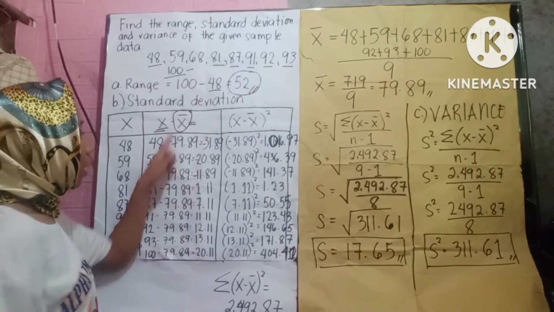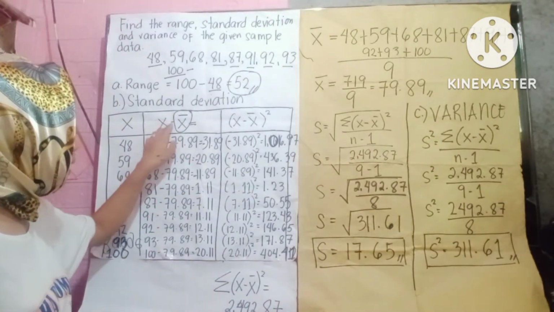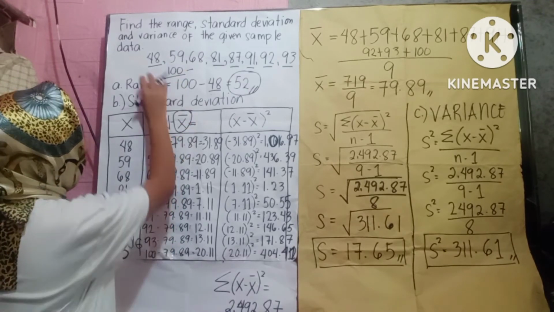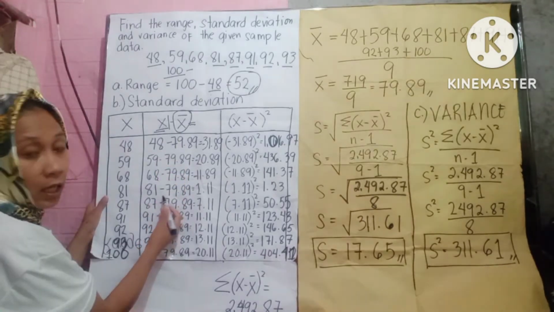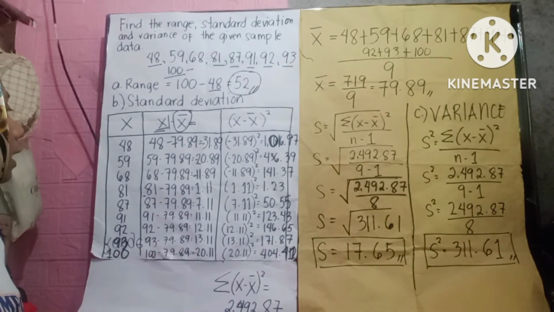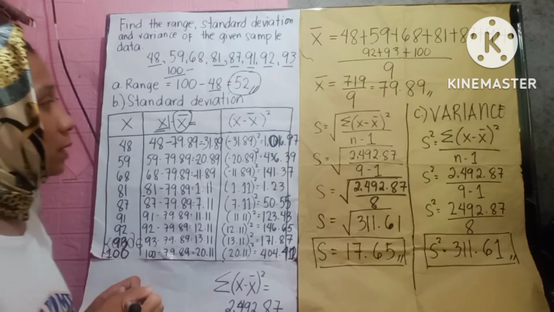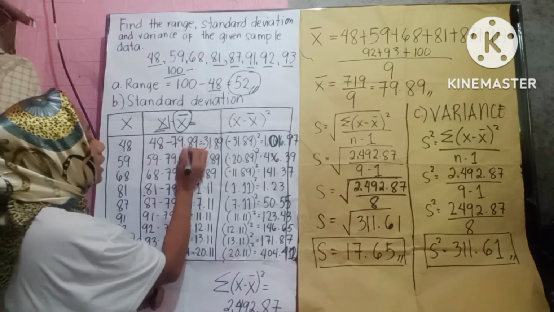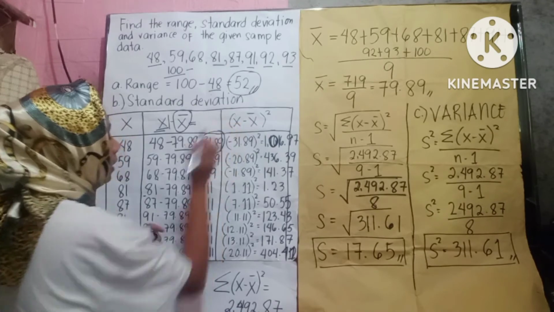equivalent ng X bar. So, sabi nga dito sa second column, X minus X bar, which is yung X na value is yung mga number na binigay na sample data. So, 48, 59, 68, 81, 87, 91, 92, 93, and 100. Ima-minus mo siya ngayon sa sample mean. So, yung sagot ng sample mean is 79.89. So, 48 minus 79.89 is equals to negative 31.81.